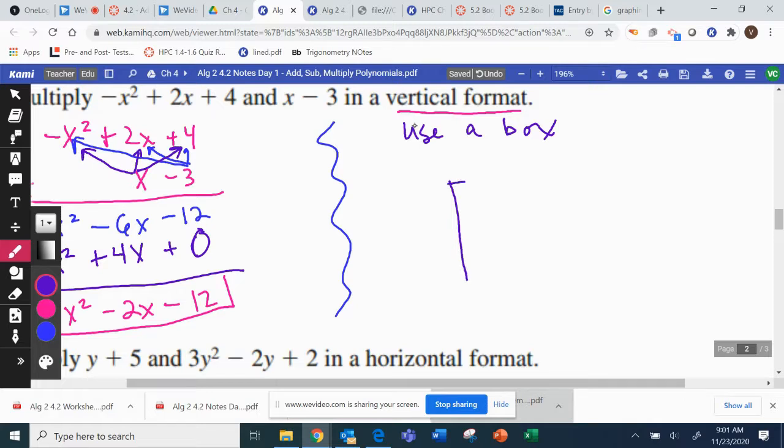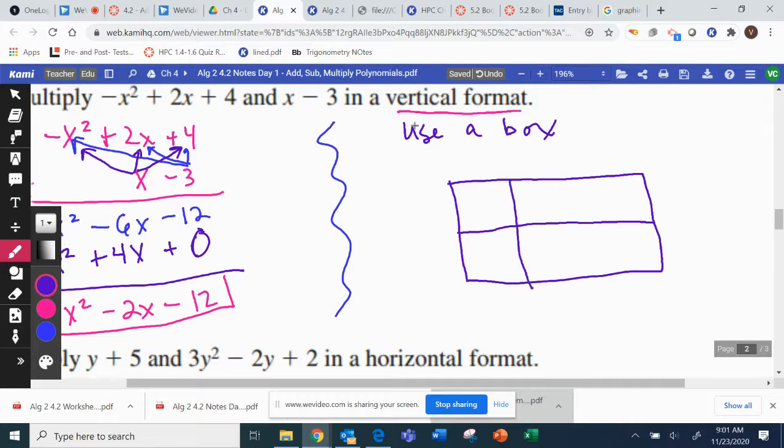If we're going to use a box to multiply, since we're doing 2 terms times 3 terms, I'm going to have a 2 by 3 box. And then outside of my box, like a grid, I should call it a grid, I've got x and then minus 3. So I'm separating the terms, putting the negative signs where they go. Across the top, I've got negative x squared, 2x, and 4.